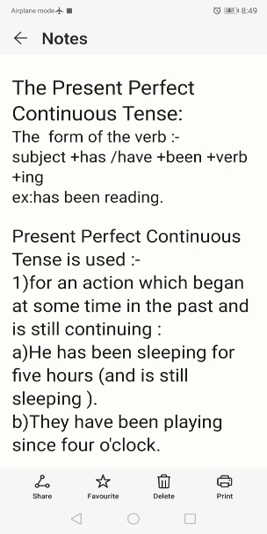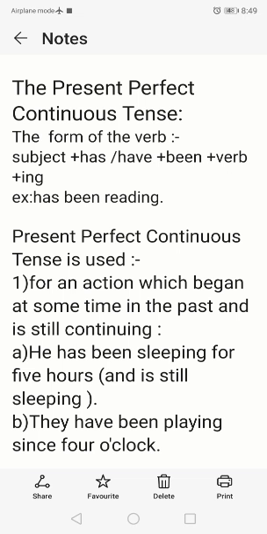For example, he has been sleeping for 5 hours. They have been playing since 4 o'clock. So once again here, the prepositions for and since are used in present perfect continuous tense. For indicates the duration of time, length of period, amount of period. So here, 5 hours. And since: when the beginning time of the action is mentioned, then we have to use since. Here 4 o'clock, exactly at 4 o'clock.